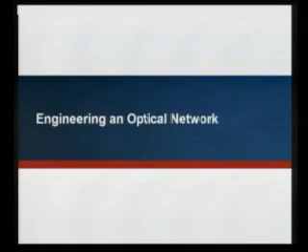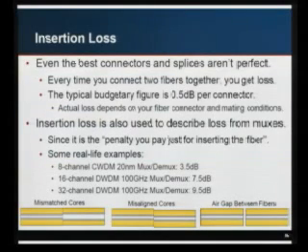So that's some of the work that goes into actually engineering an optical network. One of the big things you have to concern yourself with is what's called insertion loss. Basically that's the penalty that you pay just for inserting the fiber. It's connector loss, splice loss. It's anytime you run through a mux. The splices and the connectors aren't actually perfect. So every time you run through a patch panel, every time you run through a splice, you're going to take some amount of signal hit.